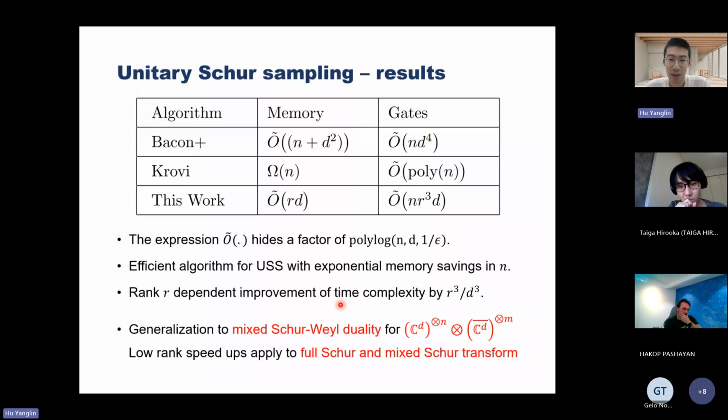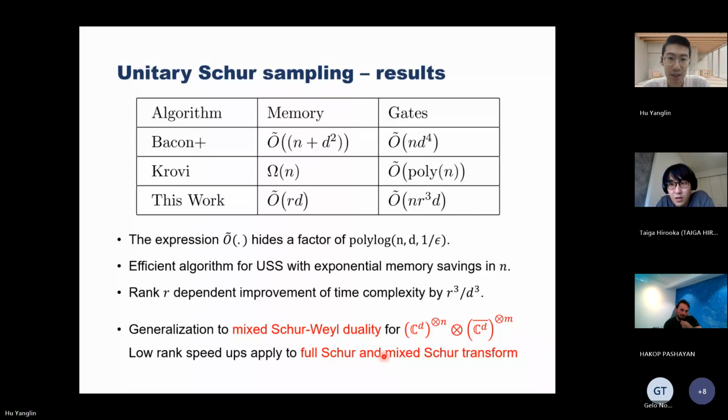For the mixed Schur-Weyl duality, we just extend the permutation group into the Brauer algebra. That is, we have some symmetry on the C^d tensor n, and the conjugate of this C^d tensor n space. So basically, we have the transpose of the permutations, and we see that our low rank speed up applies to both full Schur and mixed Schur transform.